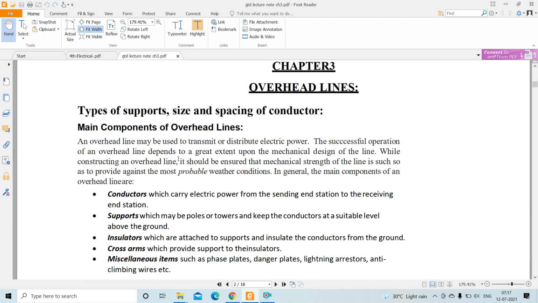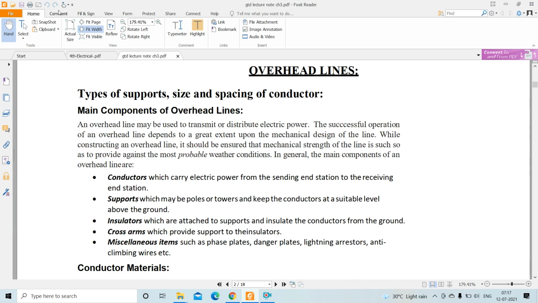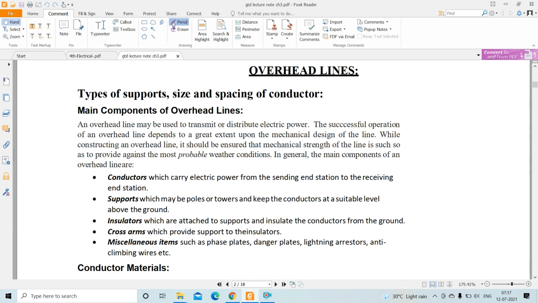So first of all, we will discuss the main components of an overhead line. What are the main components for the overhead line? The main components are conductors.